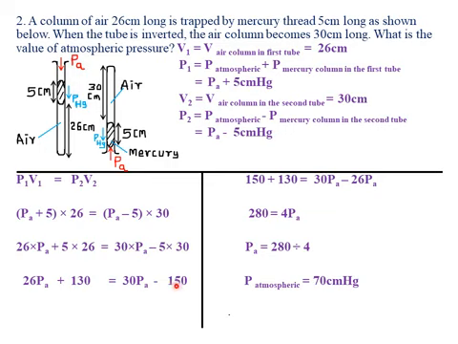From there, I want to collect the like terms, so I'll take negative 150 to the right hand side, so it becomes positive. Then I take 26 PA to the left hand side, hence it becomes negative. Therefore, 150 plus 130, I'll simply get 280. Then 30 PA minus 26 PA, I'll simply get 4 PA. If I divide both sides by 4, I'll get PA equal to 280 divided by 4. Therefore, the atmospheric pressure was equal to 70 centimeters of mercury. Again, centimeters of mercury, because we were using mercury in this particular case.